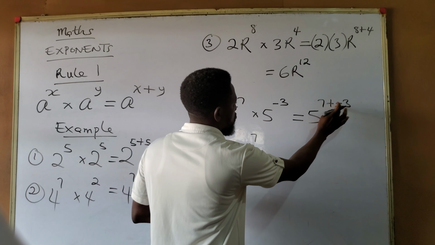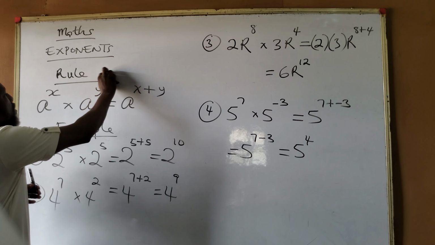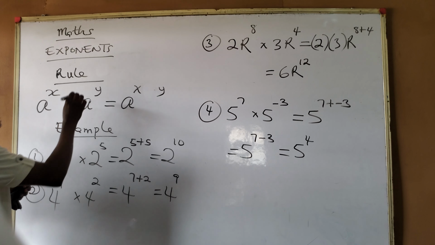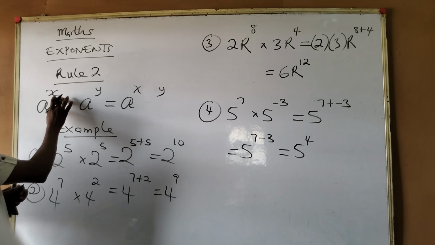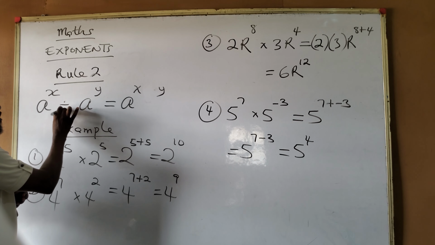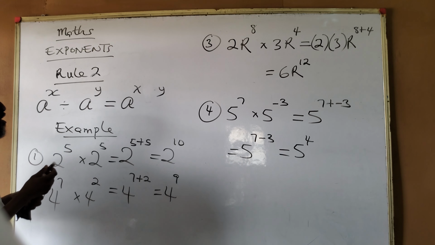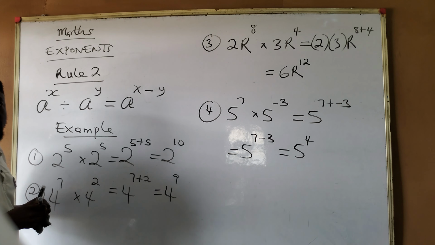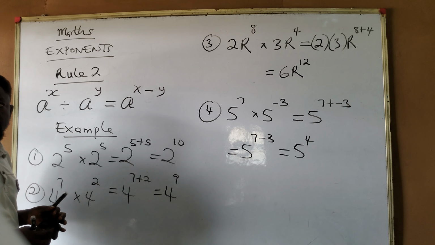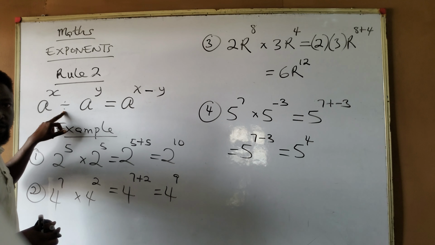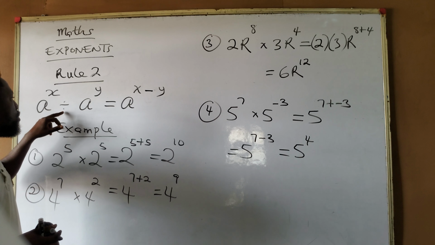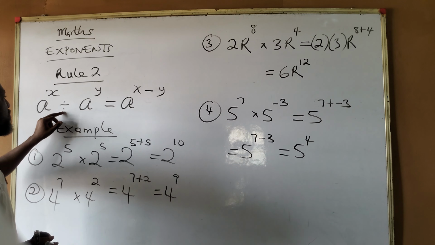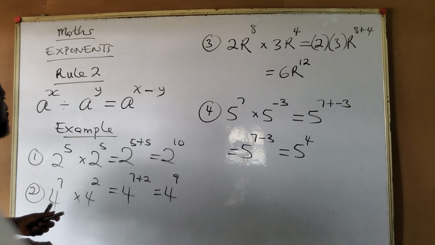Now the second rule says that if you have a to the power x divided by a to the power y, this would be a raised to the power x minus y. It's similar to the first rule, except that the first rule is for multiplication, while rule 2 is for division. So if you have multiplication, you add up the powers. If you have division, you subtract the powers.